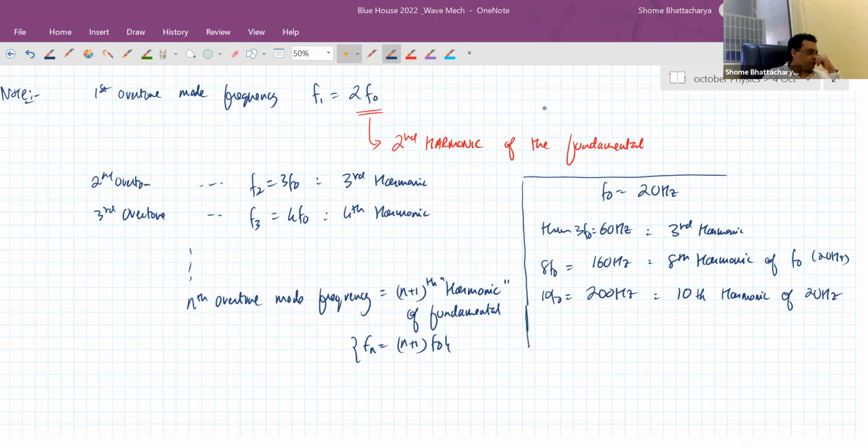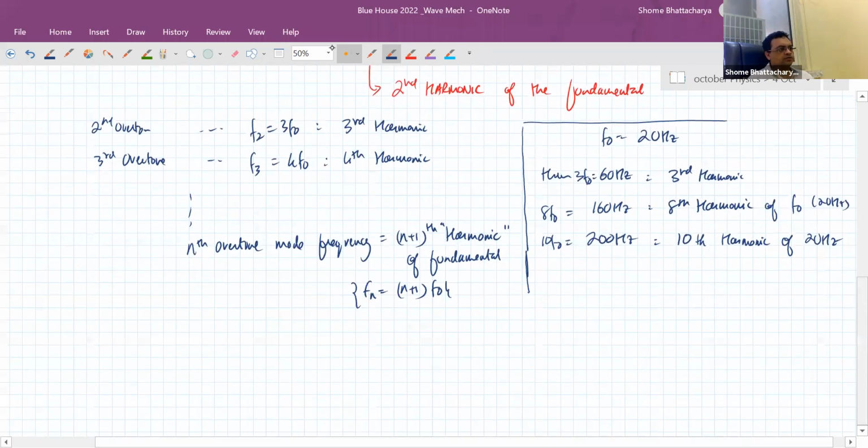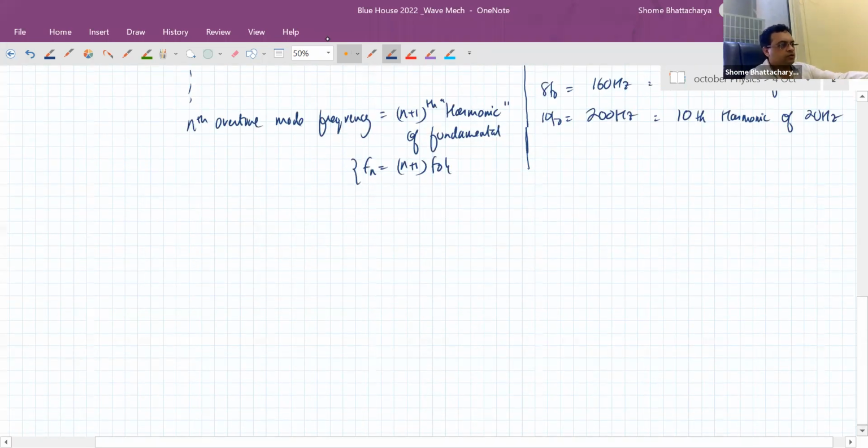So the first case over here is the case where there is rigid boundary at both ends. This is the formula for the harmonic series: the nth overtone mode has a frequency equal to the n plus 1th harmonic of the fundamental. Now the other point we'll discuss is the concept of resonance, which I was telling you about.